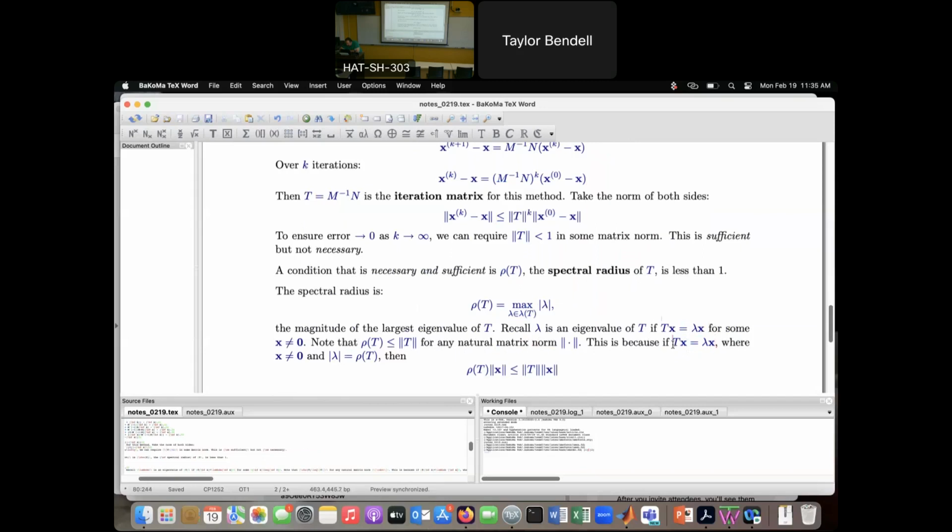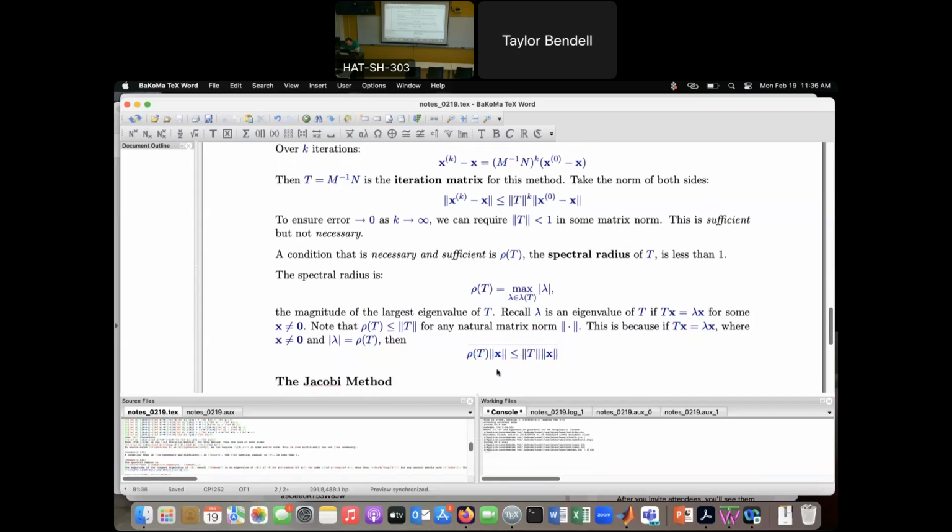But then on this side, on the left side, I apply the submultiplicative property. It says that the norm of T times X is less than or equal to the norm of T times the norm of X. So when you get this relationship, if we happen to have the eigenvector that goes to the largest eigenvalue, then we have that the spectral radius is less than or equal to the matrix norm.